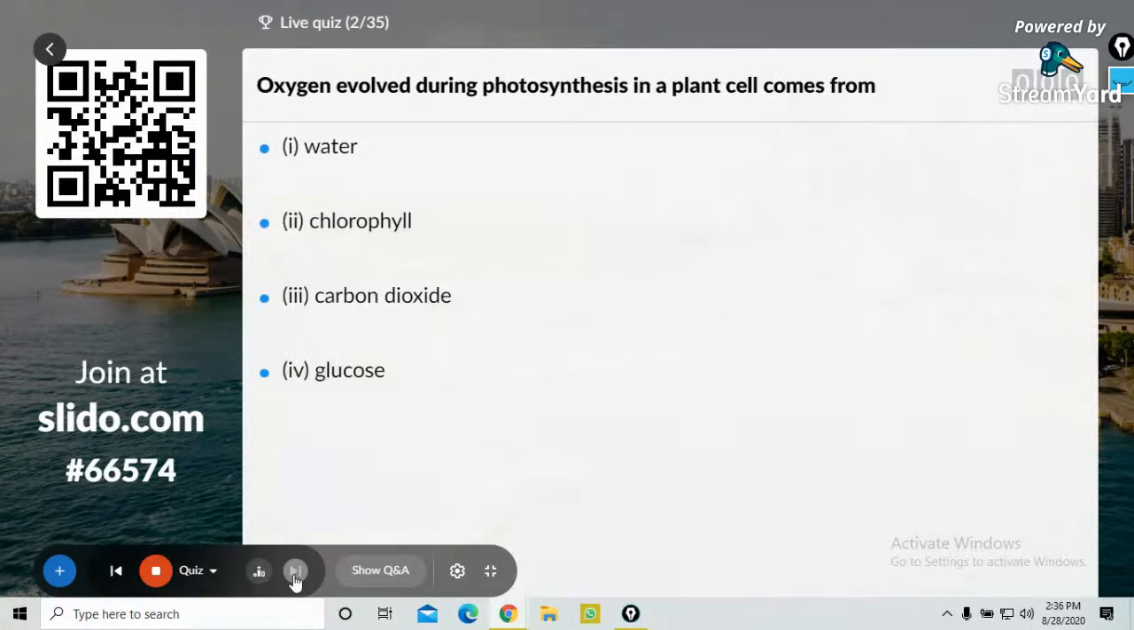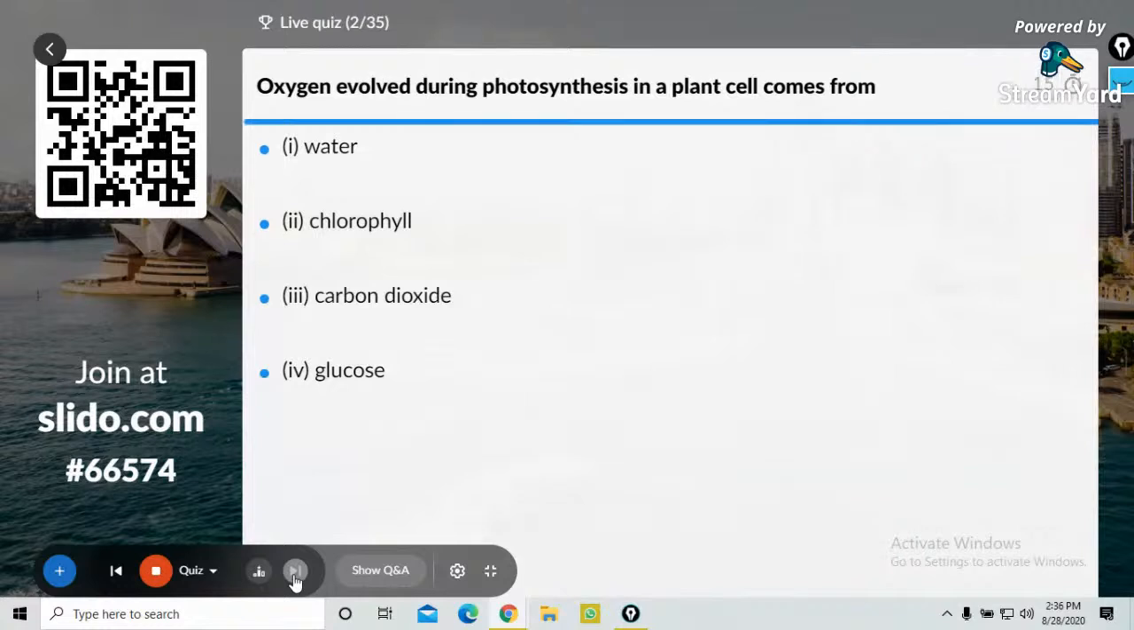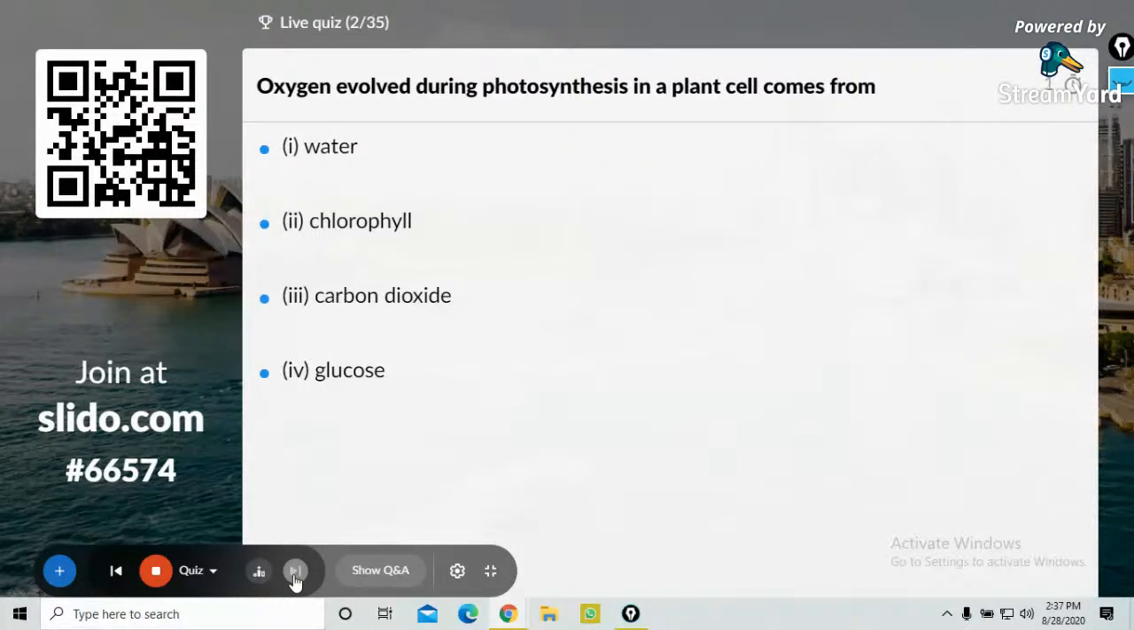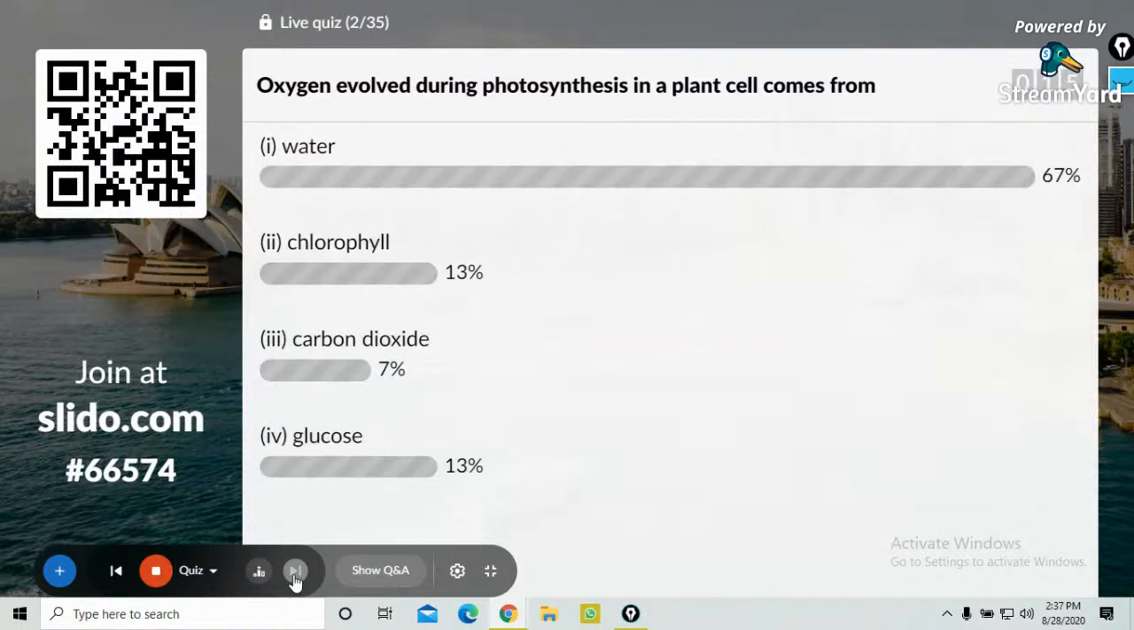Oxygen evolved during photosynthesis in a plant cell comes from water, chlorophyll, carbon dioxide, glucose. This question was there in yesterday's quiz. Am I right? The correct answer is water. Guys, yesterday's quiz, you were not listening. That's why you got this answer wrong today. Next question on the screen.